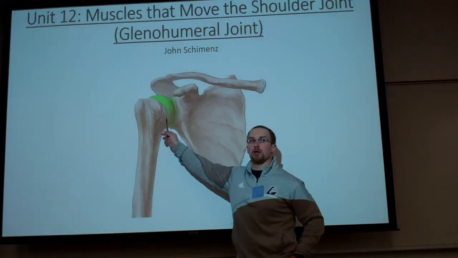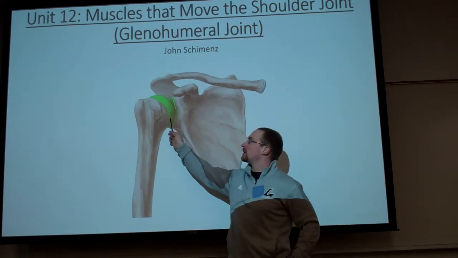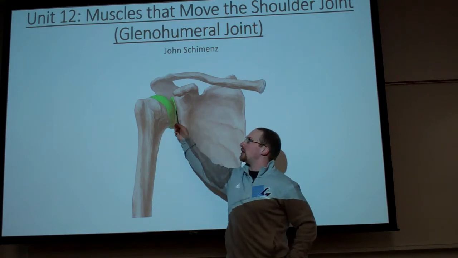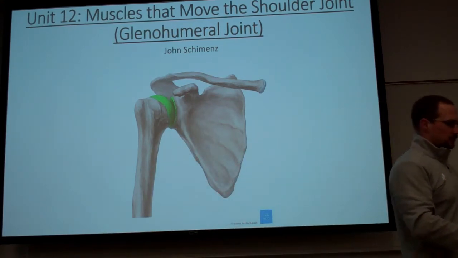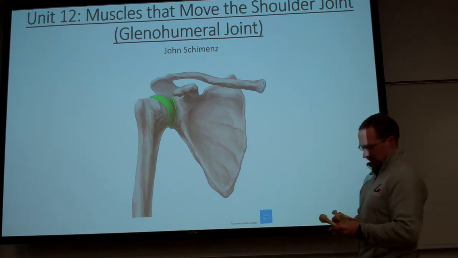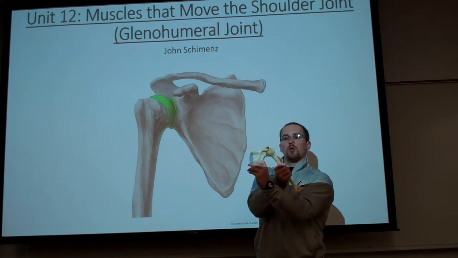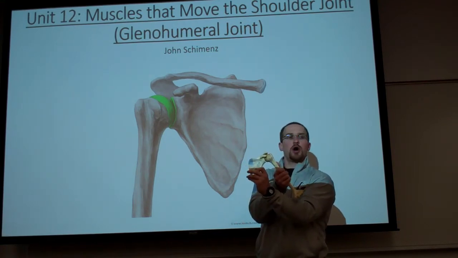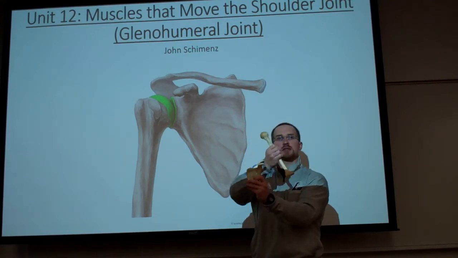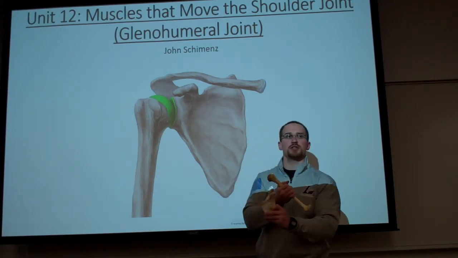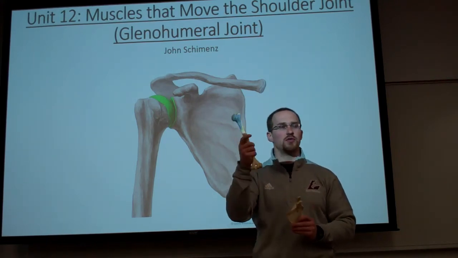Now we're talking about the muscles that move the shoulder joint, specifically the glenohumeral joint. Remember, the glenohumeral joint is where the head of your humerus articulates with the glenoid cavity, or the glenoid fossa, of your scapula. So essentially, get your scapula here, get your humerus. Where they come together, that's the joint we're talking about. All these muscles are going to move the humerus in all different directions. Not the scapula. These muscles do not move the scapula, they just move the humerus.